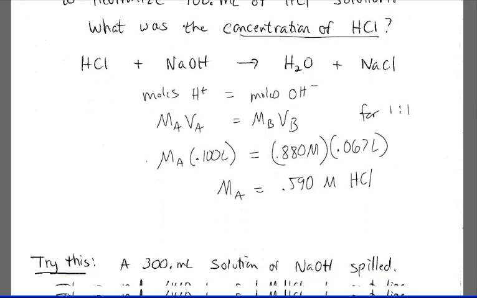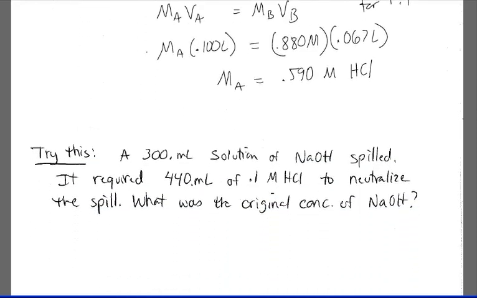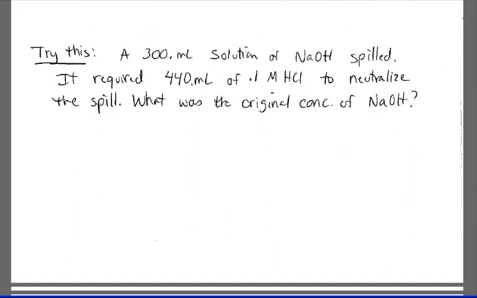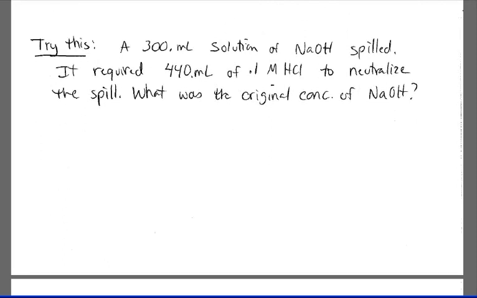Okay, so now you try one. Let's say that a 300 milliliter solution of sodium hydroxide spilled. And in order to neutralize that sodium hydroxide, in other words, in order to provide enough H plus to react with it, you needed 440 milliliters of 0.1 molar HCl. What was the original concentration of sodium hydroxide? This is kind of a backwards titration compared to what I just did. This time you have an unknown amount of base and you have a known concentration of acid. So go ahead and do the calculation yourself.